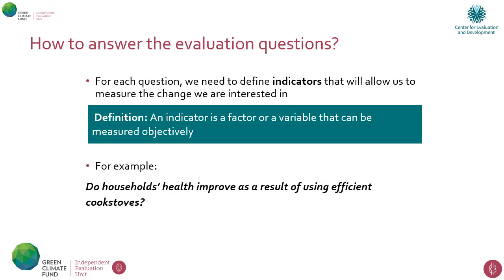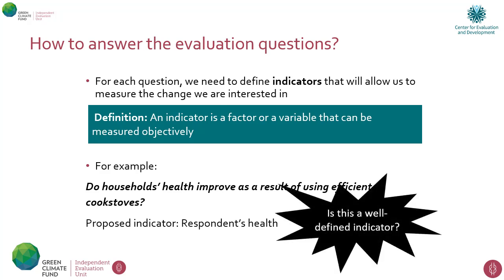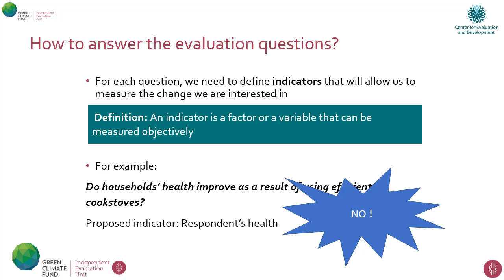If we take the question, do household health improve as a result of using efficient cook stove? What kind of indicator could you consider? Come on, I'm waiting for your suggestion. Respondents' health. So one of you suggests respondents' health. Alright, what do you think about that? Is this a well-defined indicator? I'm sorry, but the answer is no. It is not. So what is missing then?